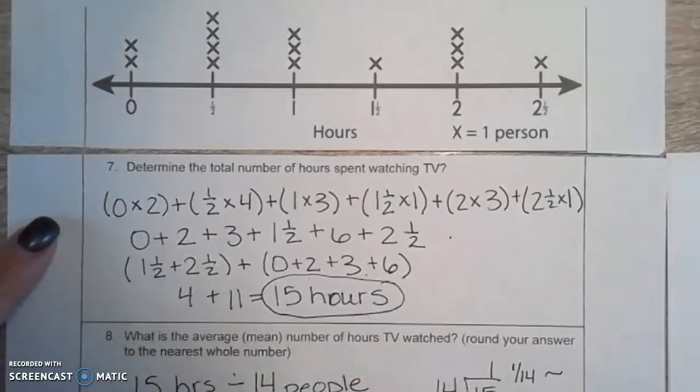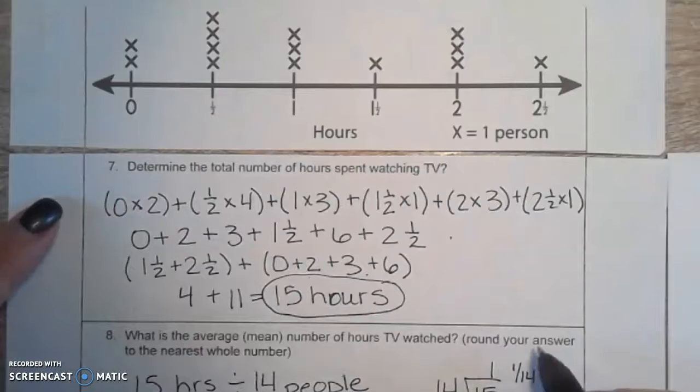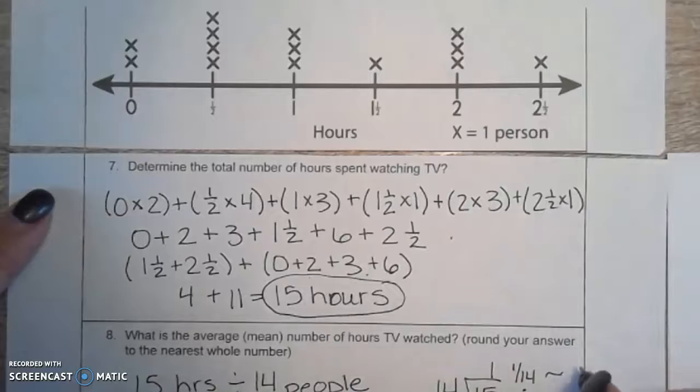And if I want to round 1 hour and 1/14 to the nearest, which is what it says, to the nearest whole number, I know that this is very close to 1. And so my answer is going to be that the average is going to be 1 hour.